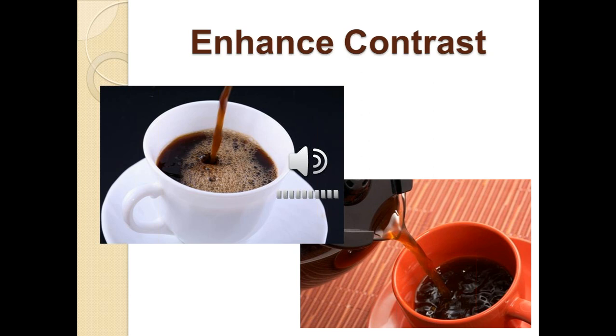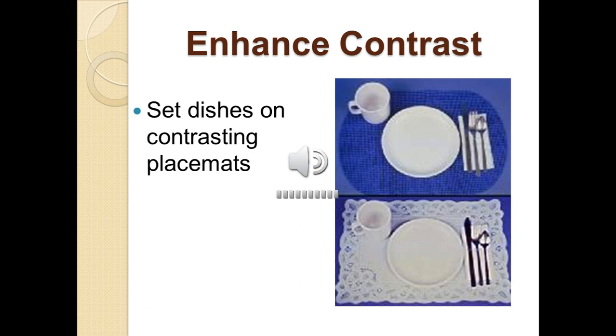Another example of contrast would be these dishes. I have the same place setting, same white plate, white mug, and white napkin with silverware on it. In the upper picture, it's a lot easier to see because there's a dark placemat underneath, and the contrast between the placemat and the white plate is a lot easier to see than when you have that white plate on a nice, beautiful white lace placemat. And so even though the bottom one may look clean, it's very hard to see, and when you go to put something on your plate, it may be harder to see where that plate starts and where it ends.